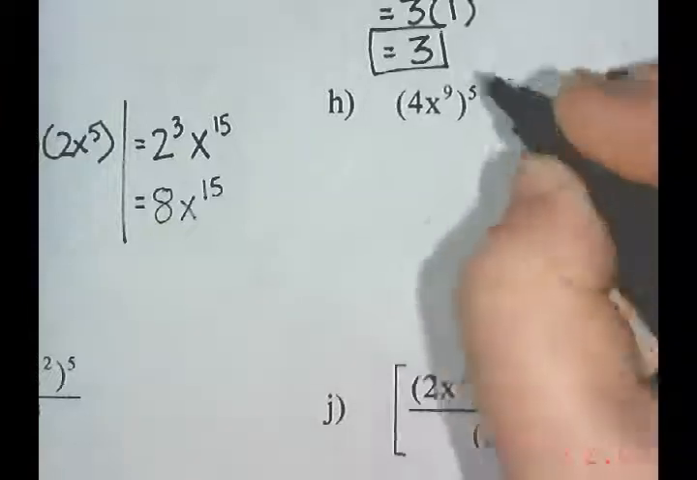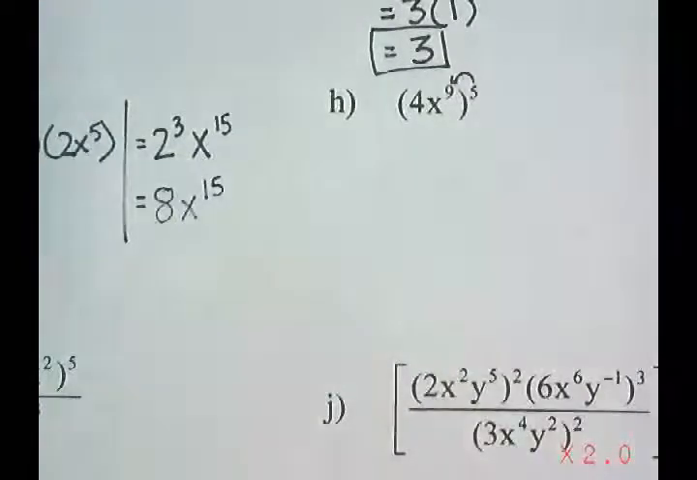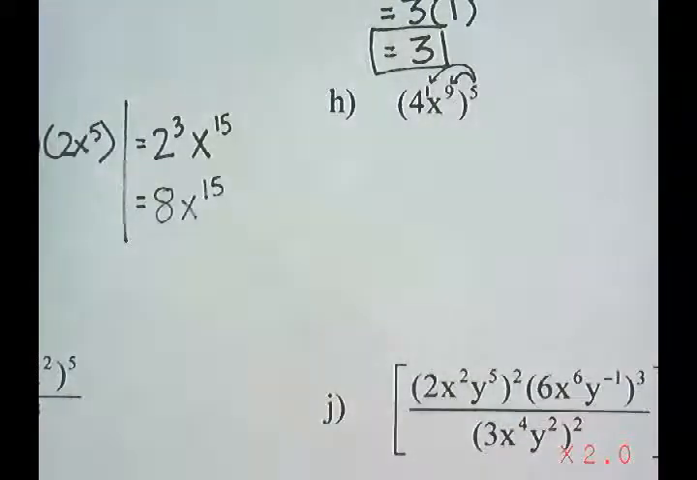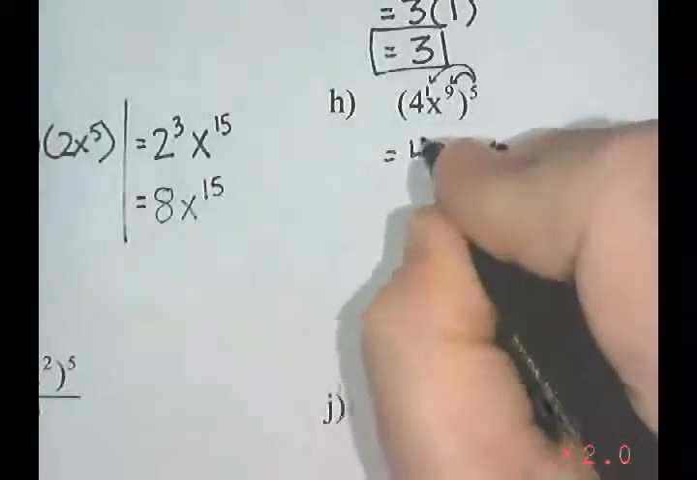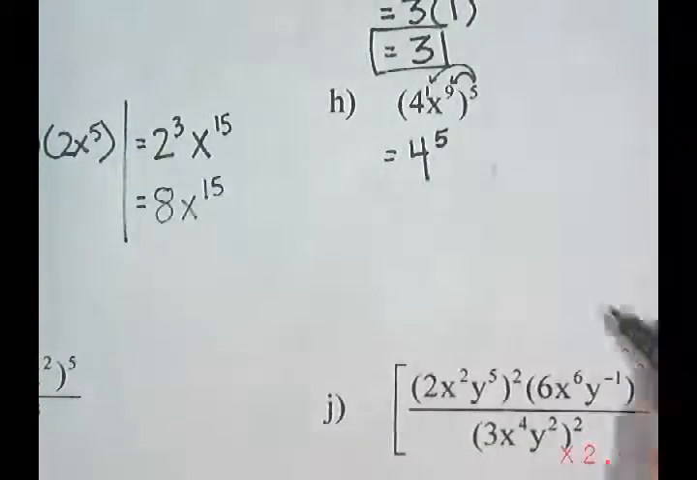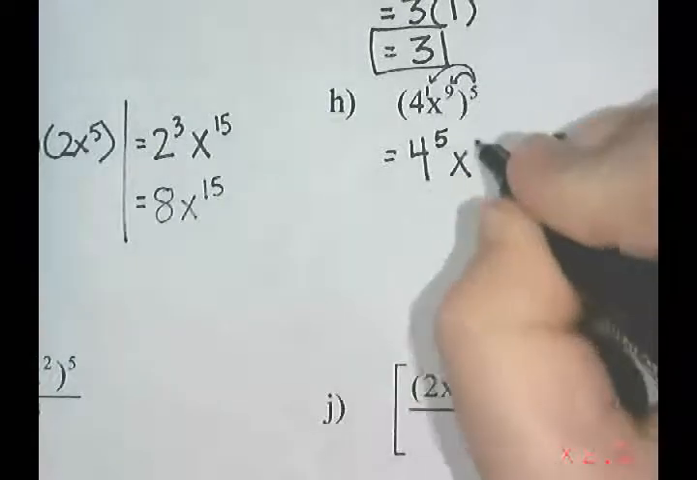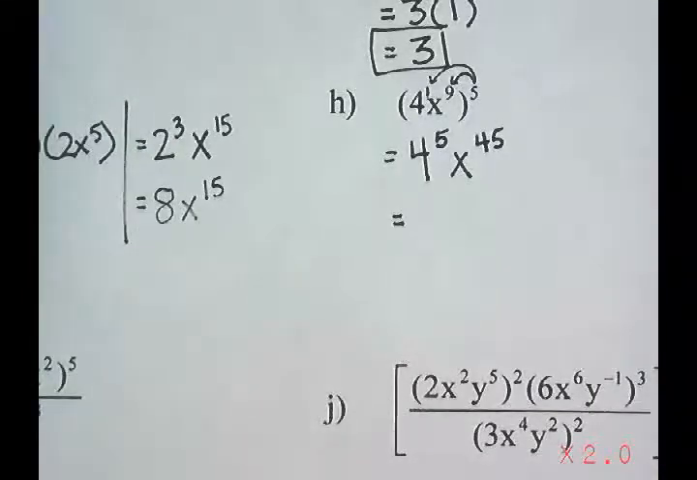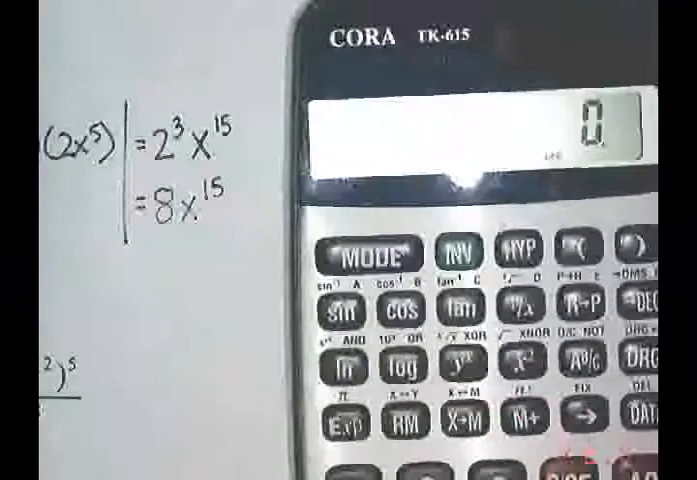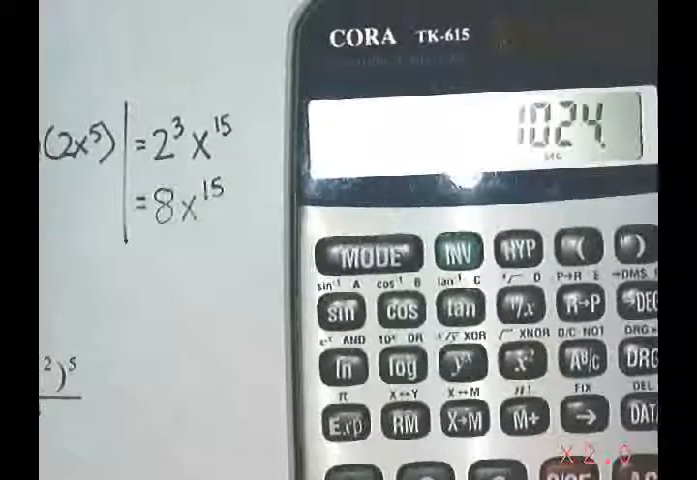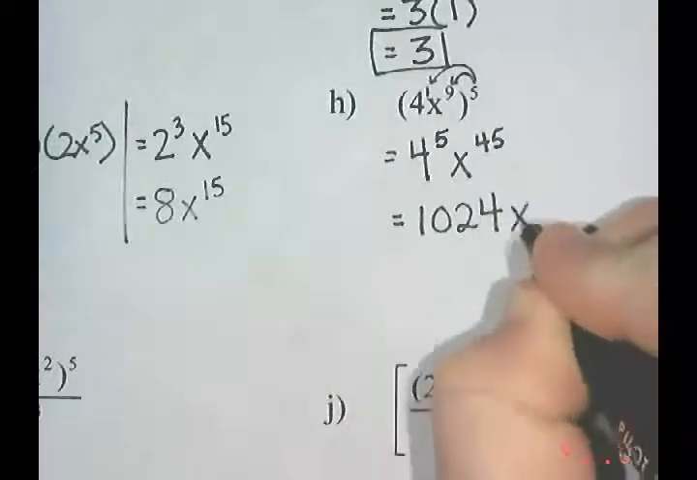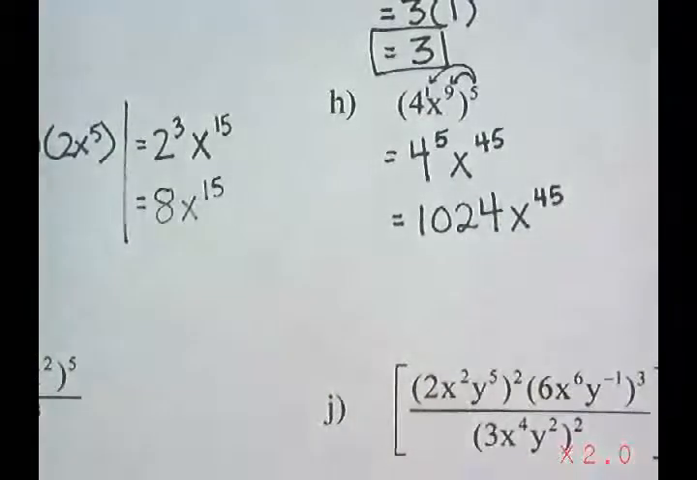So 4x to the 9 to the 5. We're going to multiply 5 times 9, but we're also going to multiply 5 times that invisible exponent of 1. So this is going to give me 4 to the power of 1 times 5, which is 5, and then x to the power of 9 times 5, which is 45. 4 to the power of 5 is, well, I don't know off the top of my head. Let's take a look. I'm going to use my calculator. 4 to the power of 5 is 1024. And then I don't have a way to evaluate x to the 45, so it's just x to the 45.